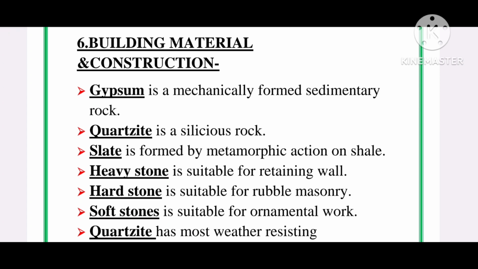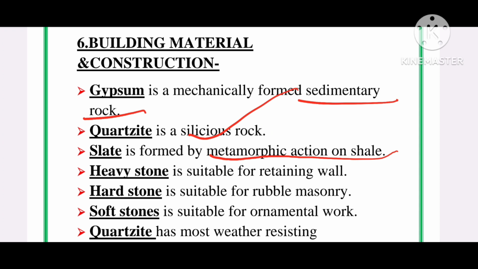First of all, gypsum is a mechanically formed sedimentary rock. This question may be asked in examinations: gypsum is mechanically formed from which type of rock? That is sedimentary rock. Next, quartzite is a siliceous rock. Slate is formed by metamorphic action on shale.